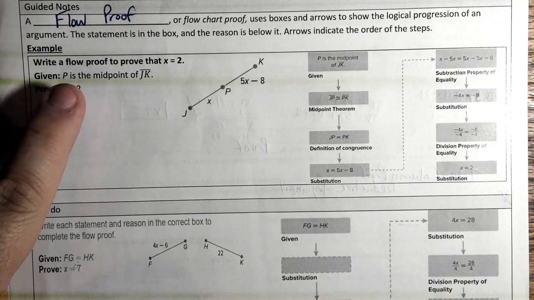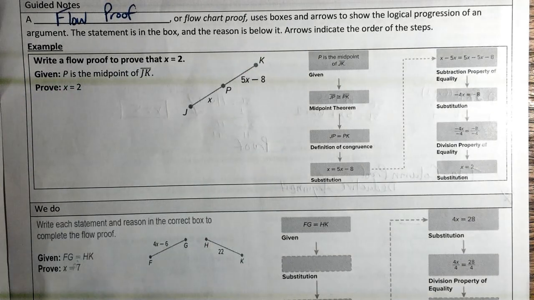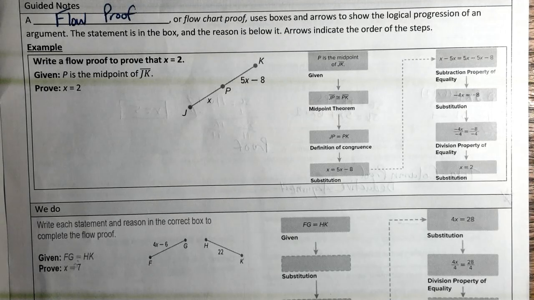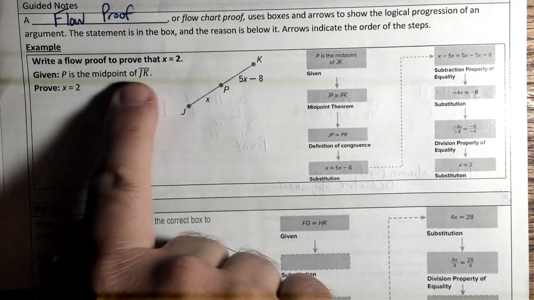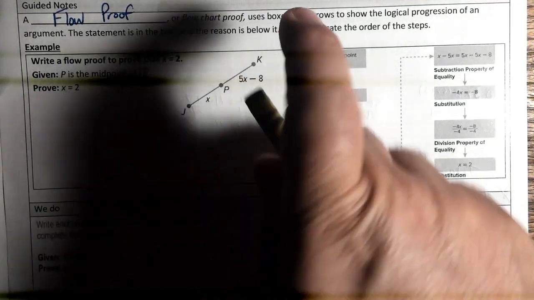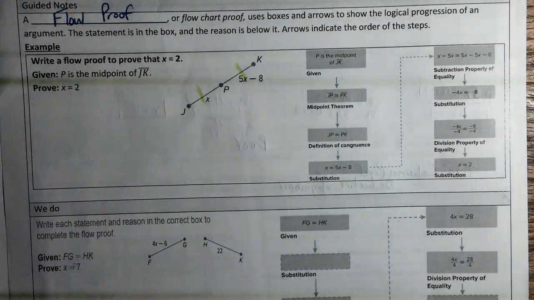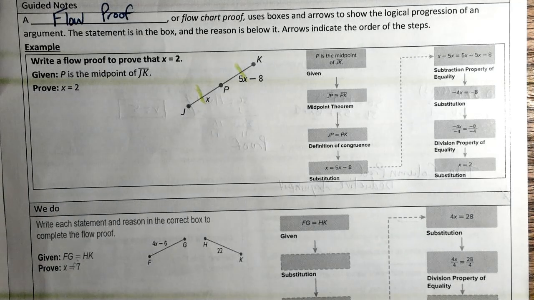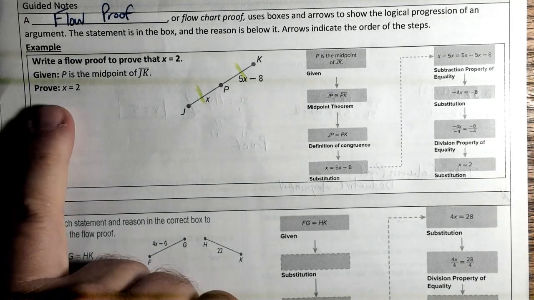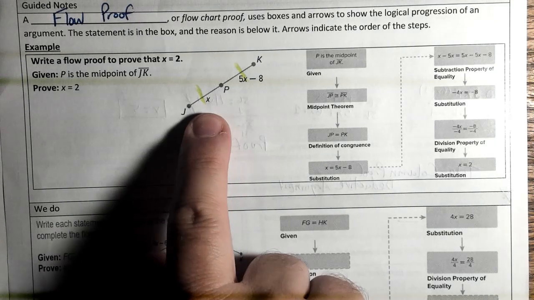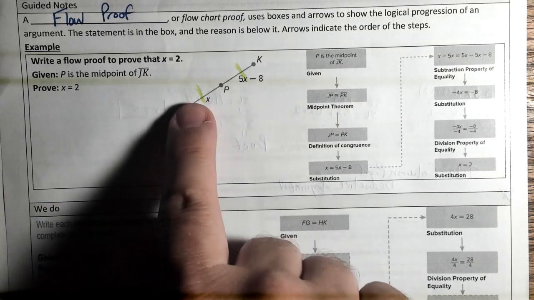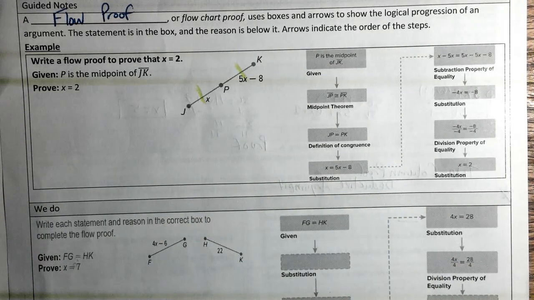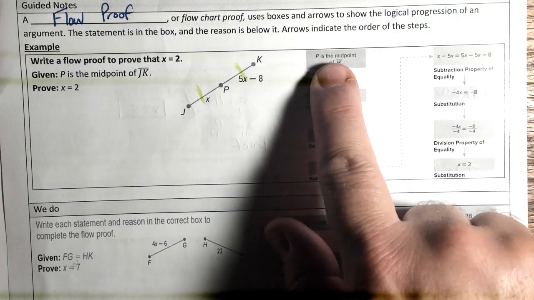Our given is that P is the midpoint of JK. So before I even look over here, I'm going to try to get you guys to do something that may help. It tells me that P is the midpoint, and if P is the midpoint, then I already know that JP is going to be congruent to KP. So I'm just going to mark that before I go over there, and this is going to help me along the way. They want me to prove that x is equal to 2. They also give me that x is the measurement for JP, and 5x minus 8 is the measurement here. So as we look over here, we see that our given was our first statement.